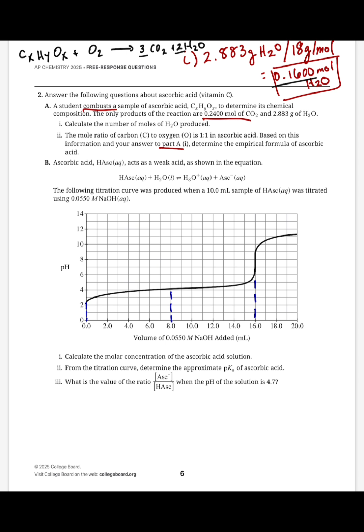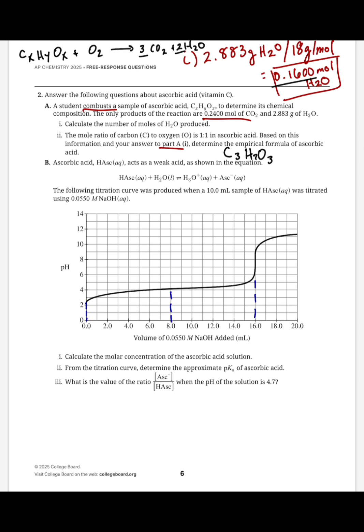We know that the mole ratio within ascorbic acid between carbon and oxygen is going to be 1:1. So we are getting a minimum of 3 carbons here, and it's asking us for our empirical formula, so that's what we're going to work with. For the carbon part, we're going to get 3. We know it's a 1:1 ratio between carbon and oxygen, so oxygen also has to be 3.